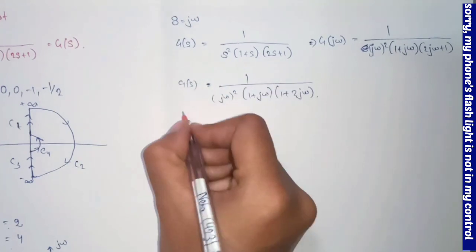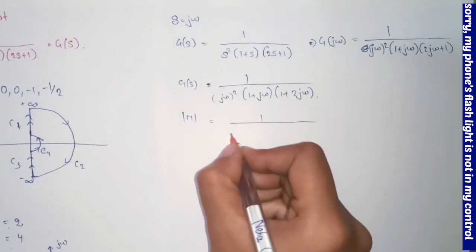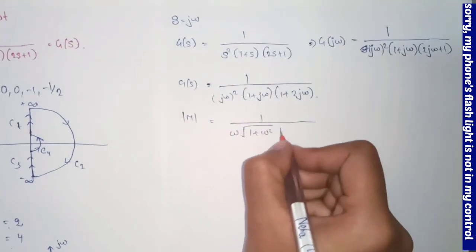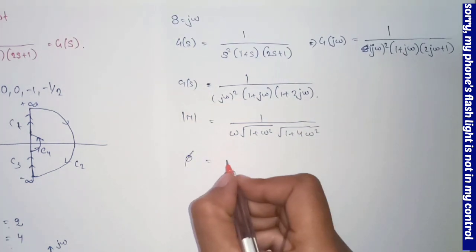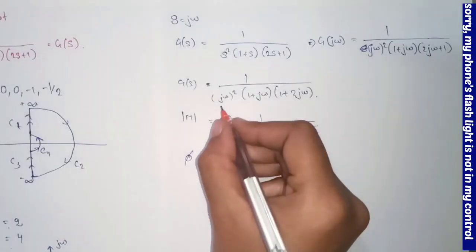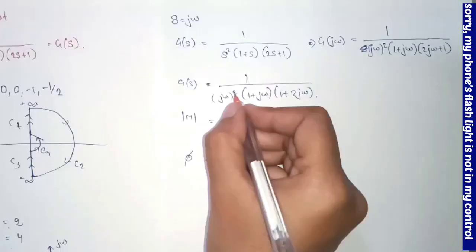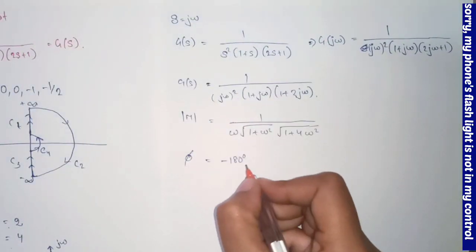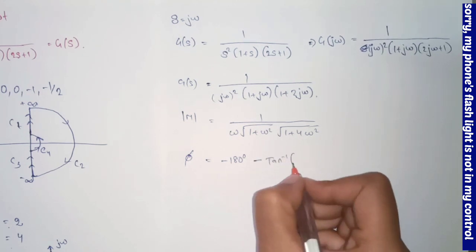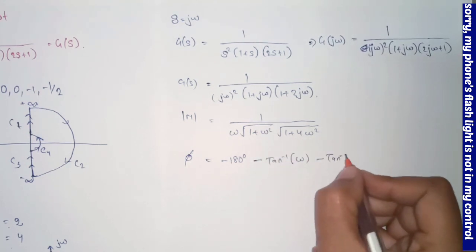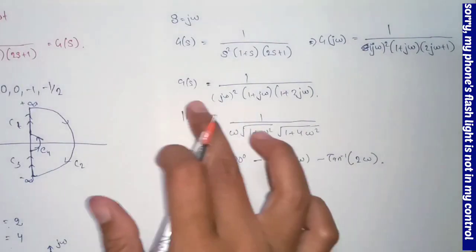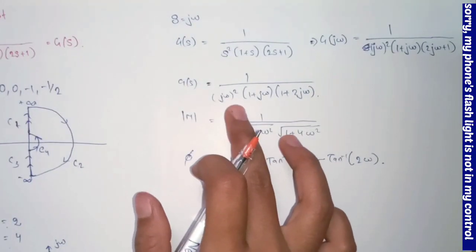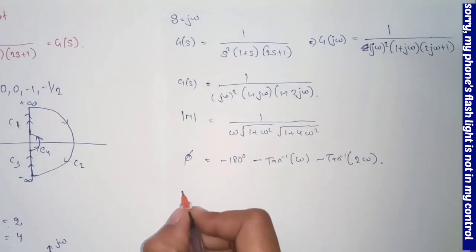If we find the magnitude, we will get 1 by omega square, root of 1 plus omega square and root of 1 plus 4 omega square. If we find the phase, we will get minus 180 degrees, because here we have j omega square, so minus 90 into 2, minus 180, and minus tan inverse of omega and minus tan inverse of 2 omega. Now we are going to rationalize this equation and we will find the imaginary and real parts.